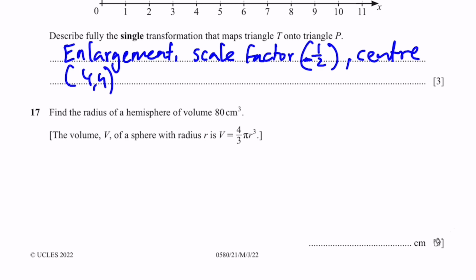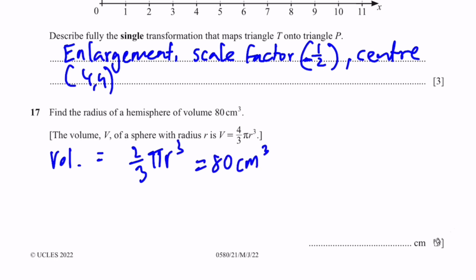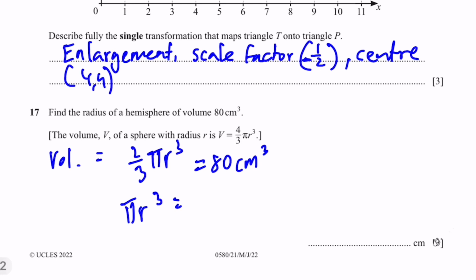Question 17. Find the radius of a hemisphere of volume 80 centimeters cubed. The volume V of a sphere with radius r is V equals 4 by 3 pi r cubed. So a hemisphere is half of a sphere. That means the volume will be 2 by 3 pi r cubed. That's equal to 80. That means pi r cubed will be 80 times 3 by 2, which is 120.